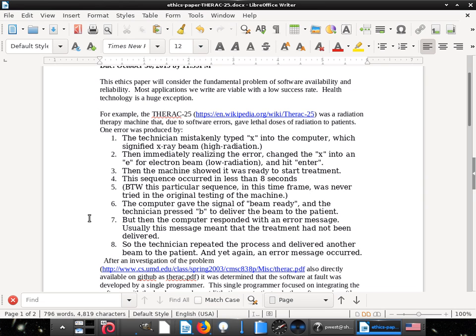Question. Is the technician the same person as the person who input the E for the low radiation? The technician is the one who uses it. Think of it as the user that's been trained to use the device. Okay, so he's the programmer and the user? No. The programmer is the one who wrote the software. The technician is the one that's using it on the patient. So you're telling me no one checked it? Well, he checked his own program. They didn't check for this case.